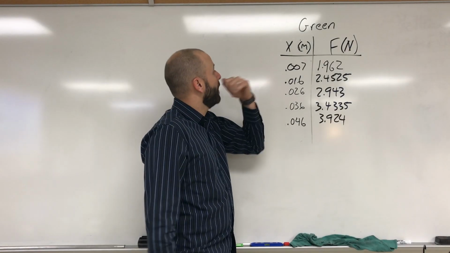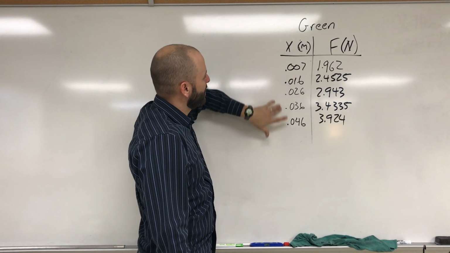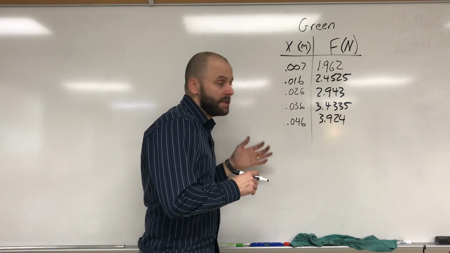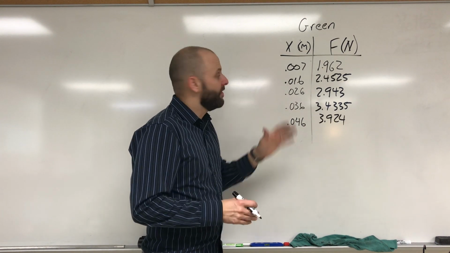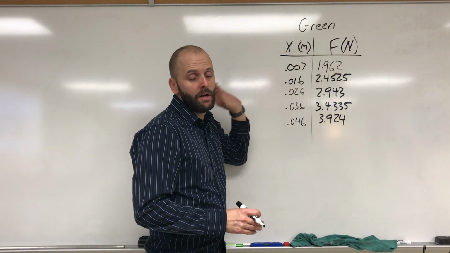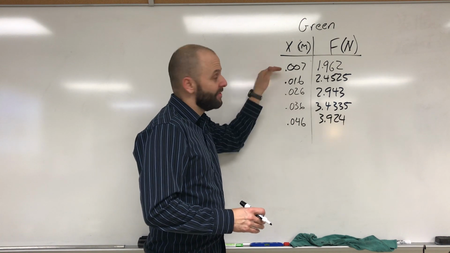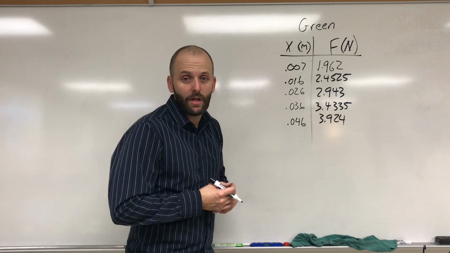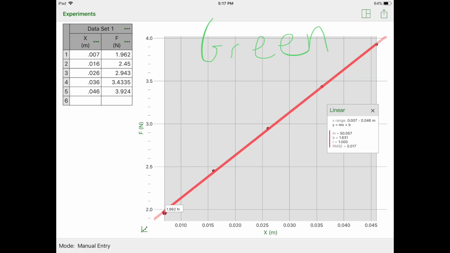All right, so now we're looking at the green. You should note that the green's displacement is considerably less than the white and the red, which means that the green has a higher spring constant than the other two. So there's the green data. We're going to move on now to the yellow data.